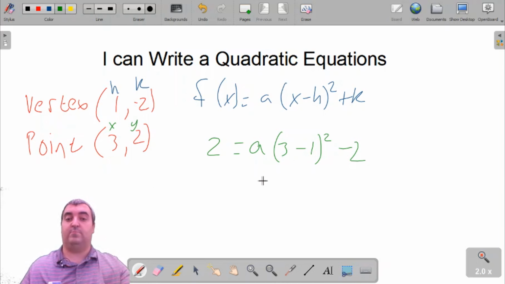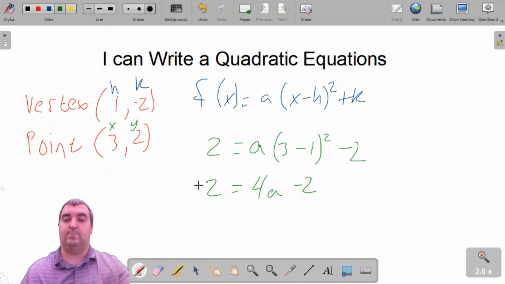Now it's just a matter of simplifying this. 3 minus 1 is 2. 2 squared is 4. So that becomes 4a minus 2 equals 2. Something I do see students do every once in a while is they say, oh, this is 4 minus 2 is 2, so it's 2a. That's wrong. Make sure you simplify the exponent first, the parentheses and exponent, and this is being multiplied by a. This doesn't have an a, so you cannot combine those two. So you would add 2 and then divide by 4. So we get that a here would be 1.